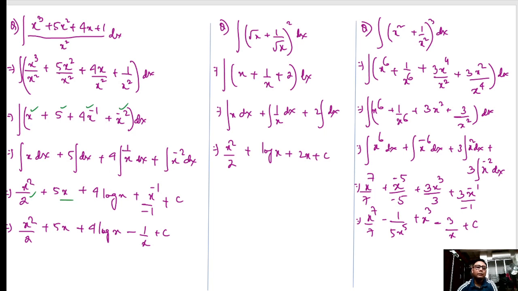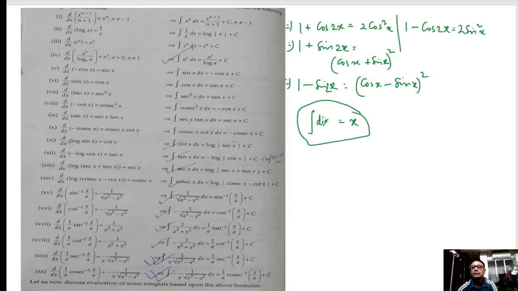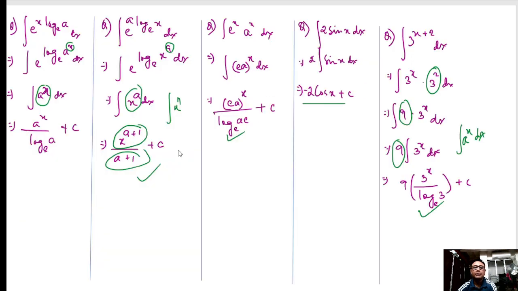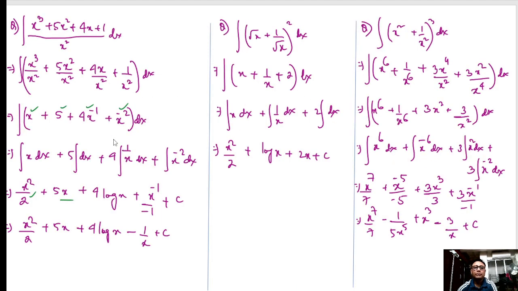This is 1 by x and 1 by x. Please note here, what is the integration of 1 by x? Integration of 1 by x is log x. So this becomes log x. X to the power minus 2 will be x to the power minus 1 by minus 1, because it is looking like x to the power n.